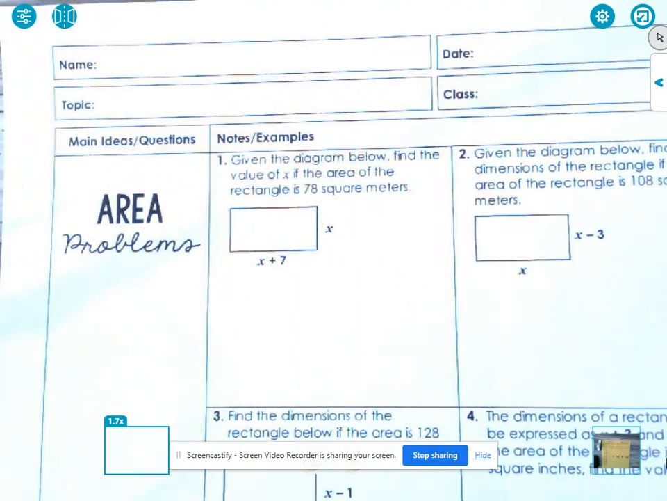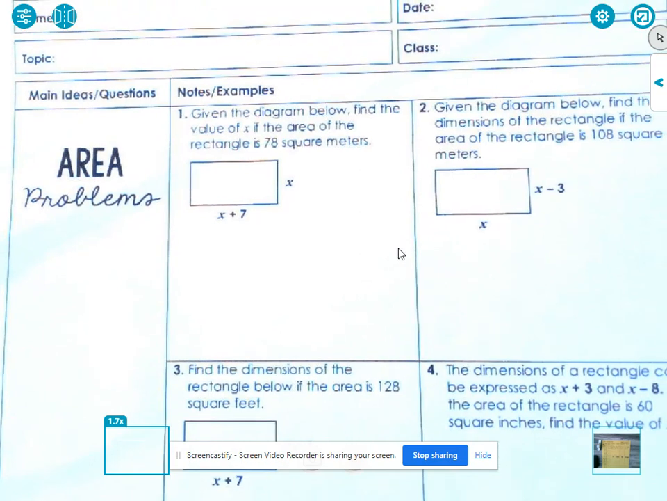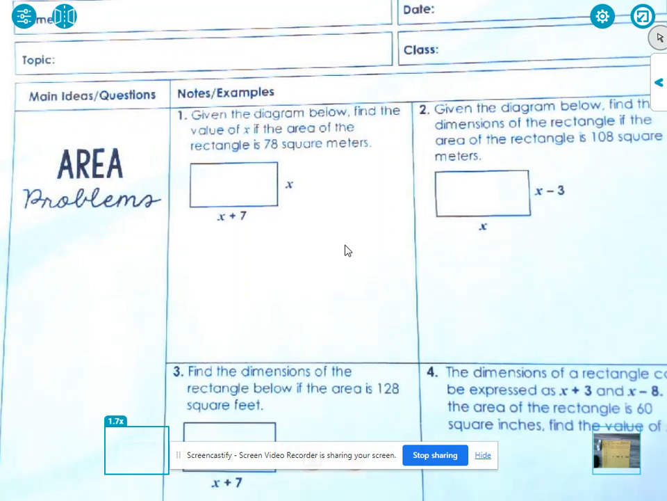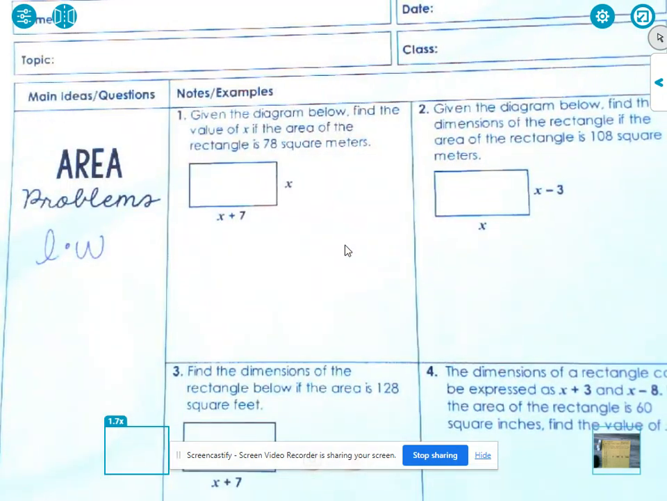So today we started talking about area problems and using these with quadratics. Basically, it's not your normal area problem. We're still using the formula that you've learned forever ago about area, which you remember is just basically length times width.